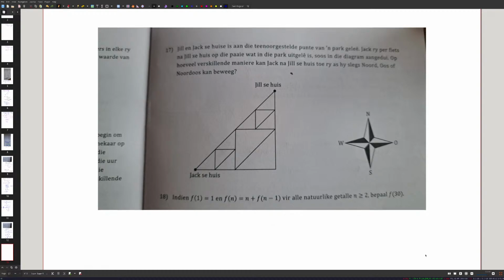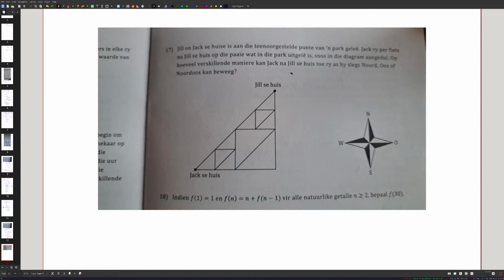So you can move north, east, or... Okay, translation. Jack and Jill's houses are on opposite corners of a park. Jack rides his bike to Jill's house on the paths that are laid out in the park, as shown in the diagram. In how many different ways can Jack cycle to Jill's house if he can only move northeast or northeast? So he can move this way, or north, or northeast on each step.